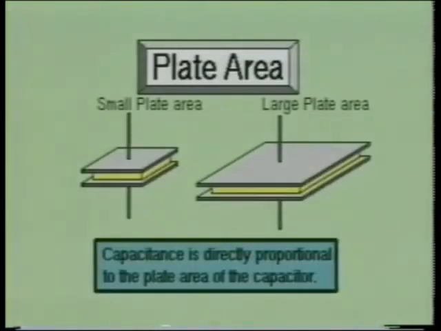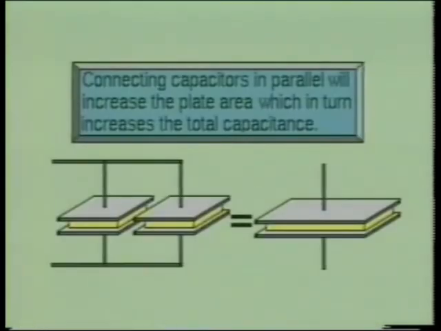The plate area of the capacitor is another factor affecting the capacitance. If the plate area is doubled, the capacitance will double. Many times, capacitors are placed in parallel to increase the capacitance in a given part of a circuit. This has the same effect as increasing the plate area of a capacitor.